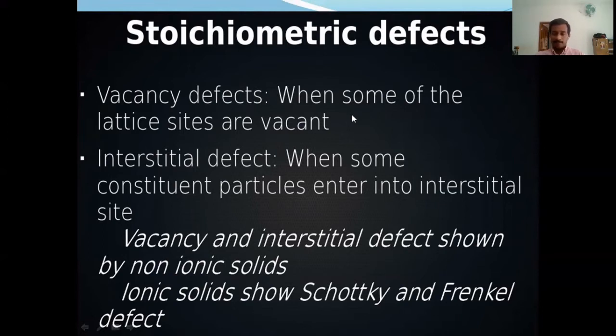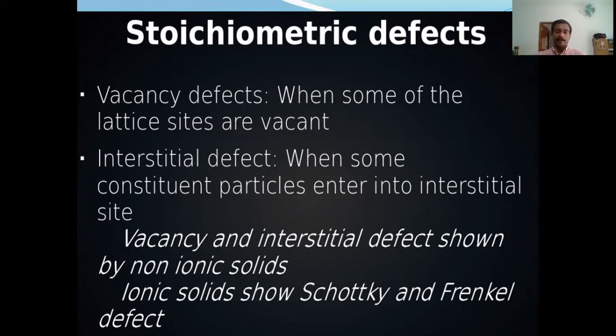For example, if we consider a particular solid, for example ice, if one of the lattice points of ice is unoccupied, that means there is no molecule of H2O, we can consider it as a defective crystal, and that defect is a vacancy defect. Vacancy of a molecule, or vacancy of an atom, or vacancy of a metal ion, that is a vacancy defect.